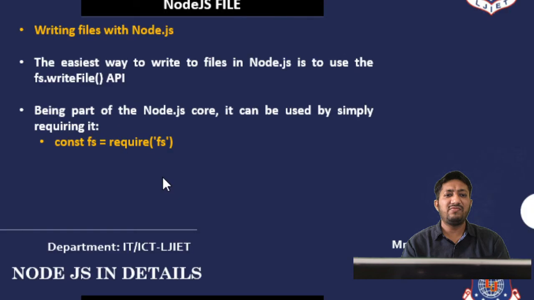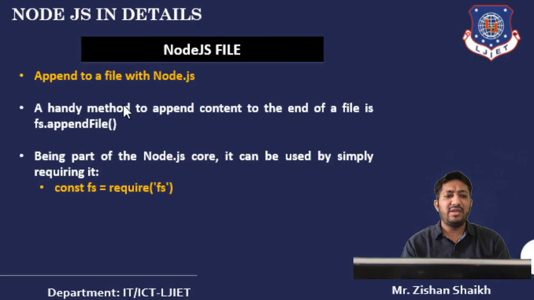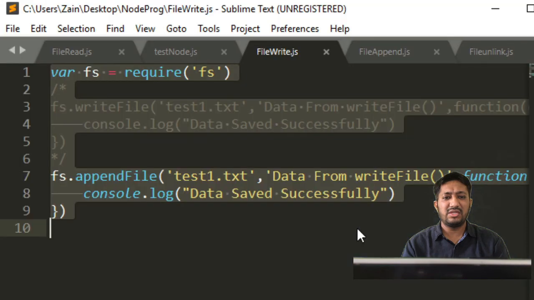The same way we move to append. If you simply write the data, it overwrites every time. But if you want to append the data in the file system, we have to use the API fs.appendFile. But in all these programs, the first line will be require fs. So let's check the code for writing.